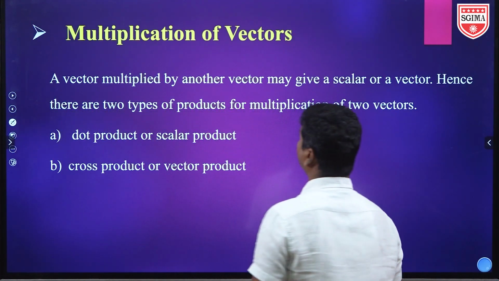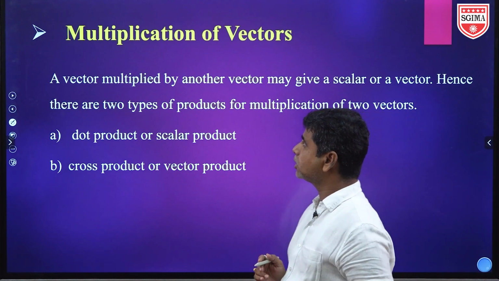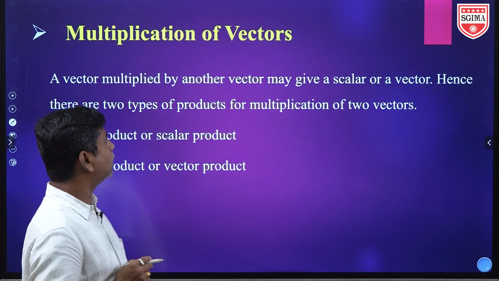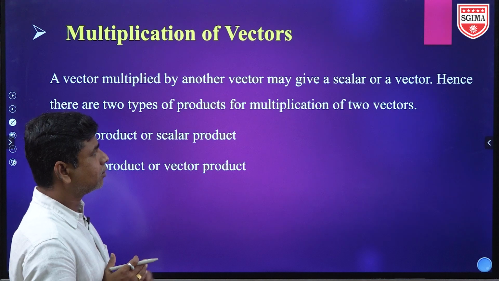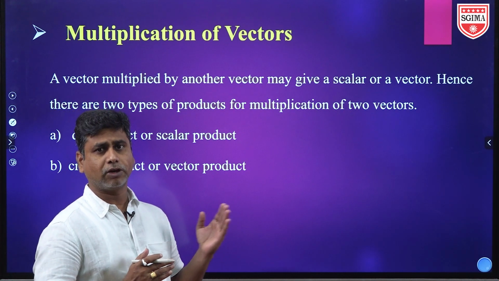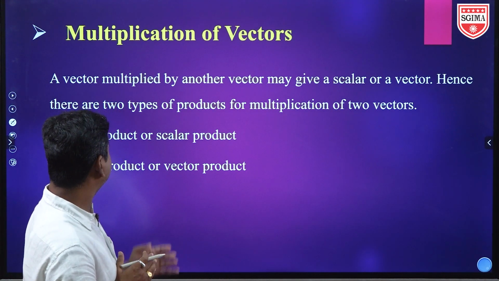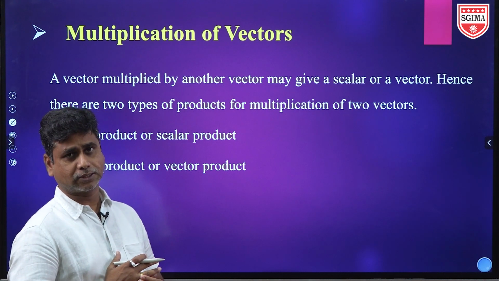Next, multiplication of vectors. In this multiplication of vectors, a vector multiplied by another vector may give a scalar or a vector. When one vector is multiplied with another vector, it will give either a vector or a scalar. Hence, there are two types of product, or multiplication, of two vectors.